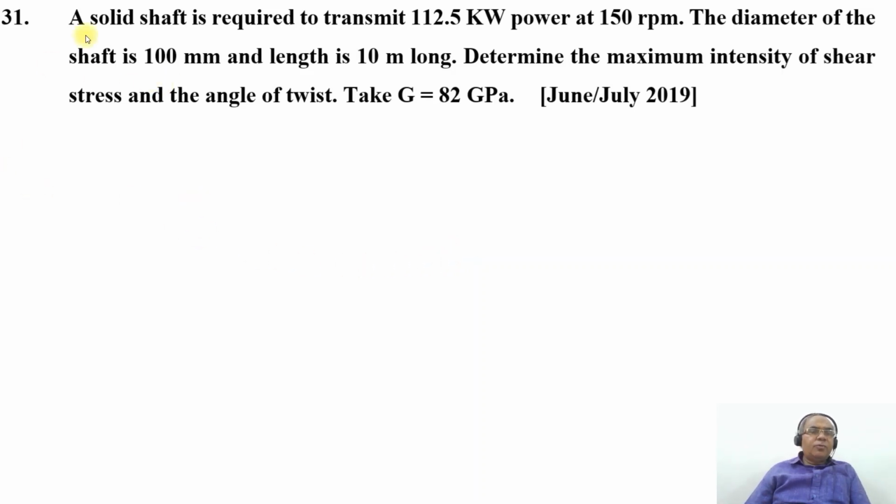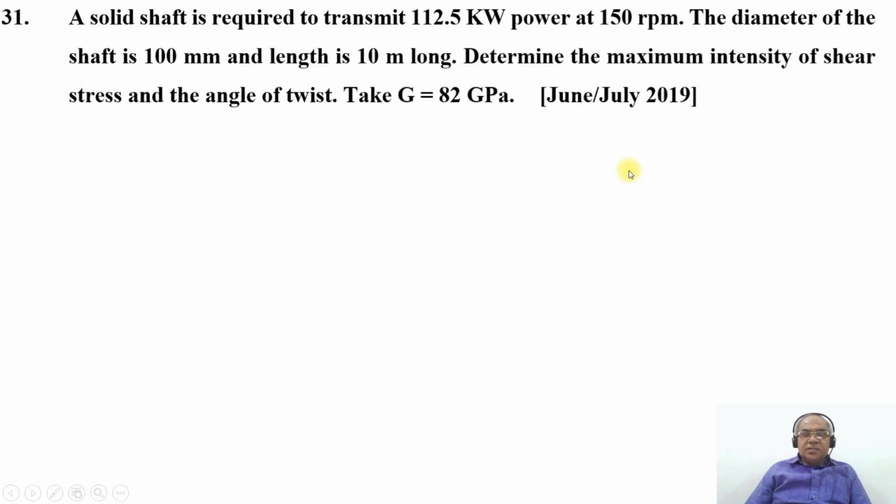Now we are going to take up one more problem on shaft, problem number 31. It reads: a solid shaft is required to transmit 112.5 kilowatt power at 150 rpm. The diameter of the shaft is 100 mm and the length is 10 meters. Determine the maximum intensity of shear stress and the angle of twist. Take G equals 82 GPa. This has been asked in June-July 2019.